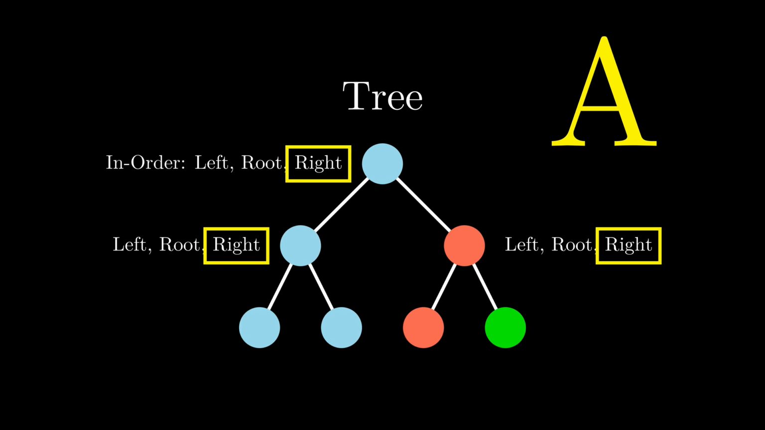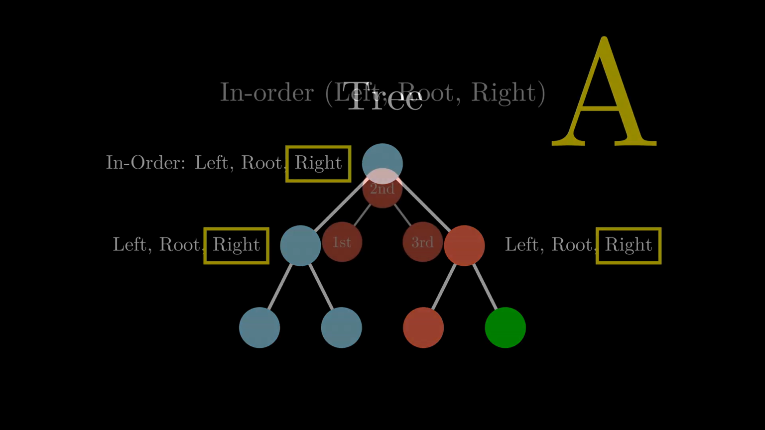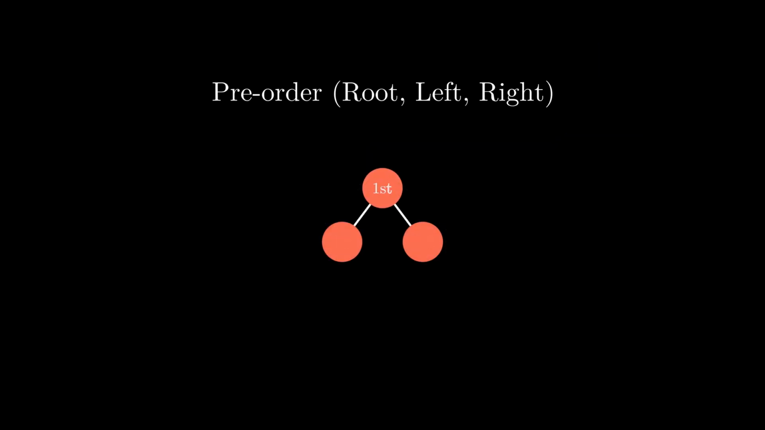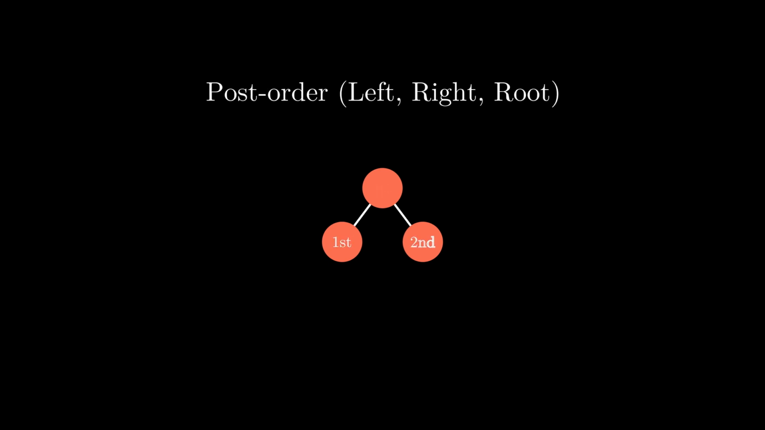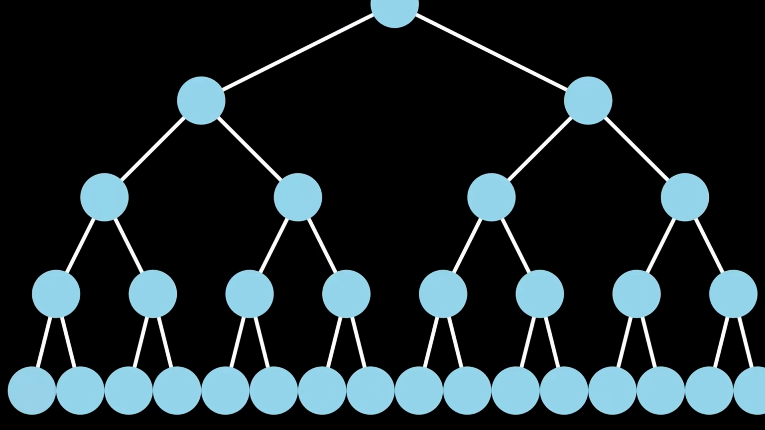And that is how DFS works when doing in order traversal. The other traversal orders, pre-order and post-order, work in the same way. The only difference is the order in which you check nodes in each individual subtree. But regardless of the order, the search happens in a depth first manner, hence depth first search.